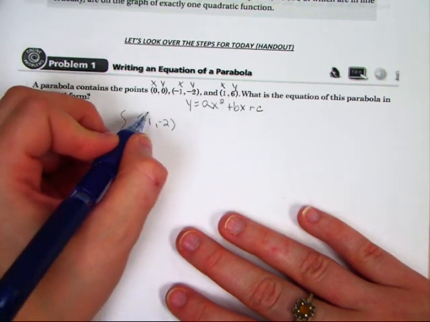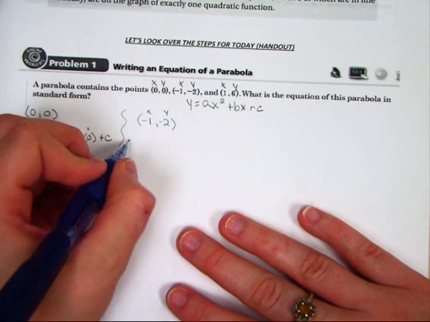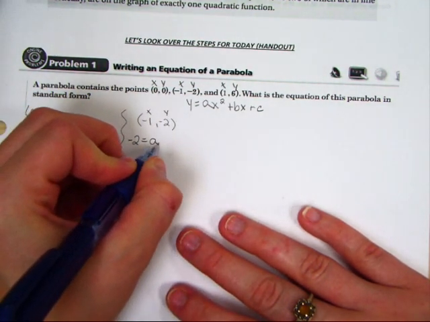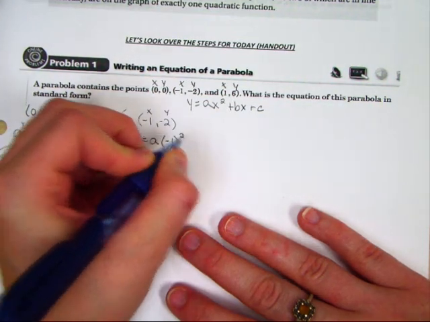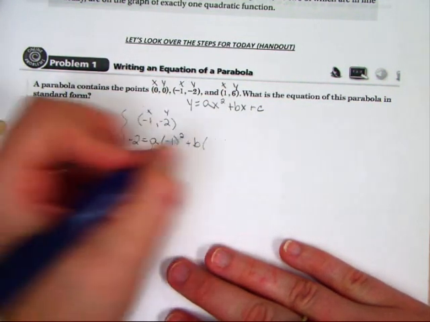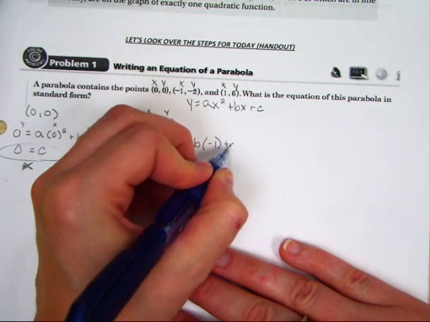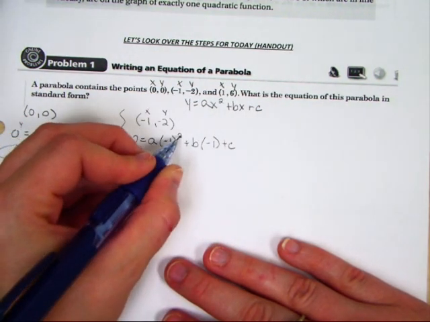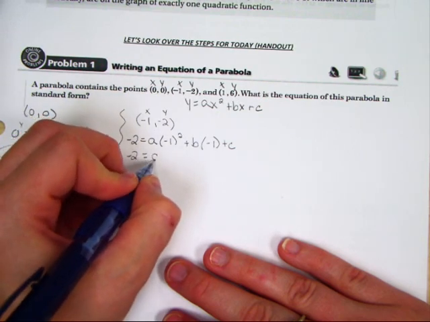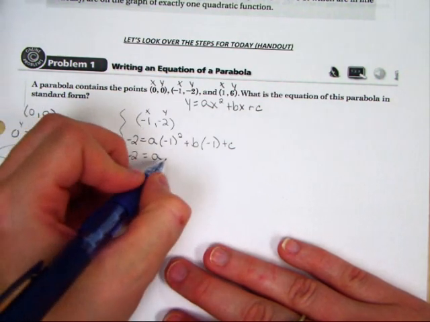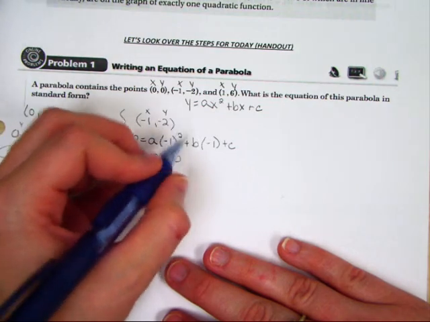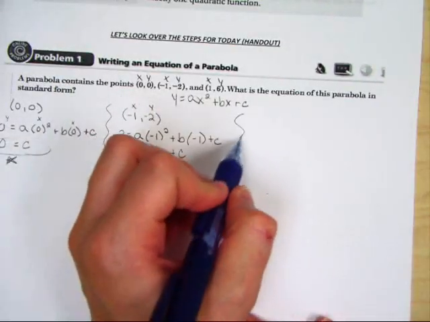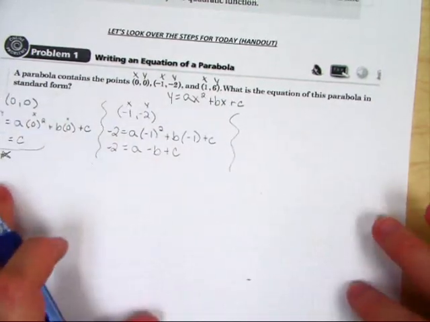Next, plug in (-1, -2). This is x and this is y. So y equals, we do -2 equals a times -1 squared, plus b times -1, plus c. Work it through. -2 equals, -1 squared is a positive 1, so 1a or just a, minus b, because negative 1, plus c. That one's not solved. We'll save that one for later. That one still has 3 variables.